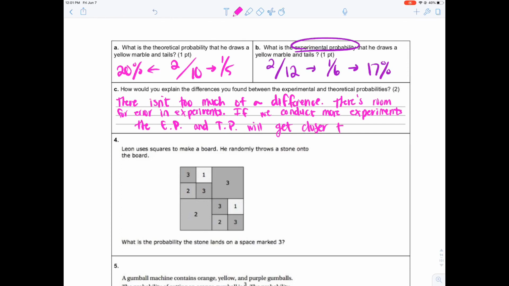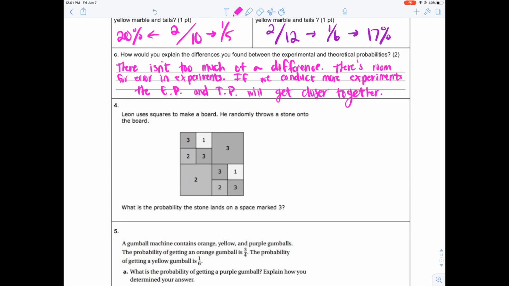Okay. So again, you could include any of these parts, but I want you to explain the differences. A lot of you on the quiz just told me the difference between theoretical and experimental probabilities. That's not what the question was asking. It's asking you to look at your values for each type of probability and then explain why are they different.